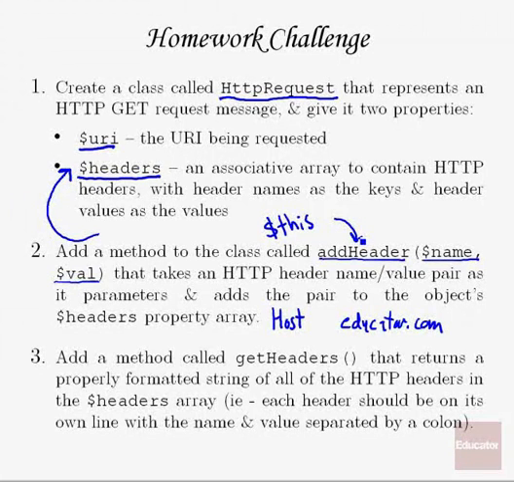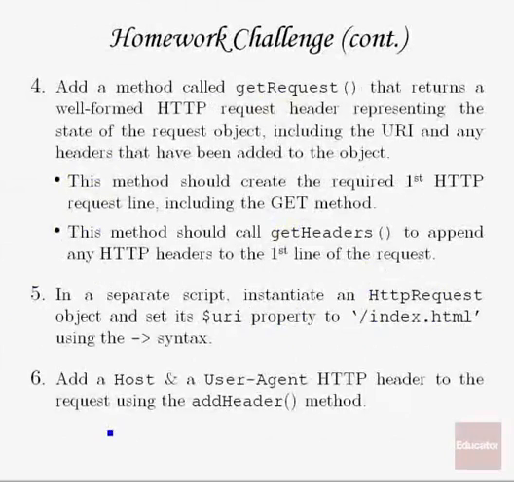Then I want you to add a method called getHeaders. Basically what it's going to do is return a string in proper HTTP request format that represents all of the headers that are in this headers array up here. So again, you're going to have to use the this variable to access this headers array. Basically you're going to loop over the array and output each header on its own line with the name and value separated by a semicolon. And that's going to be a method that's used internally within the class.